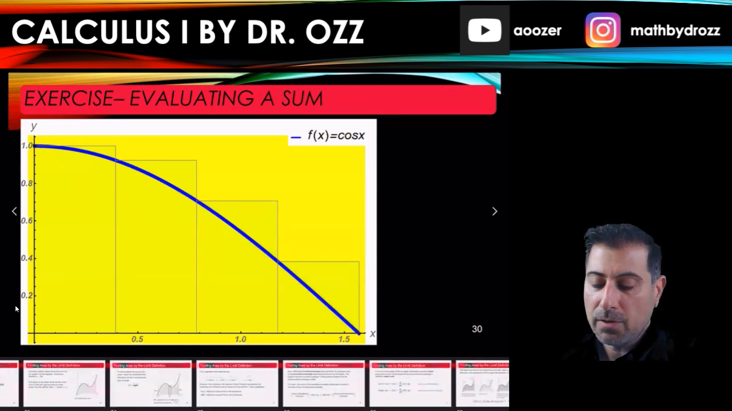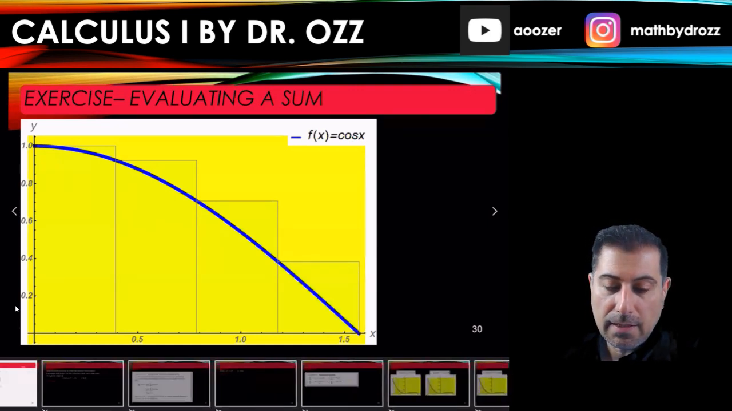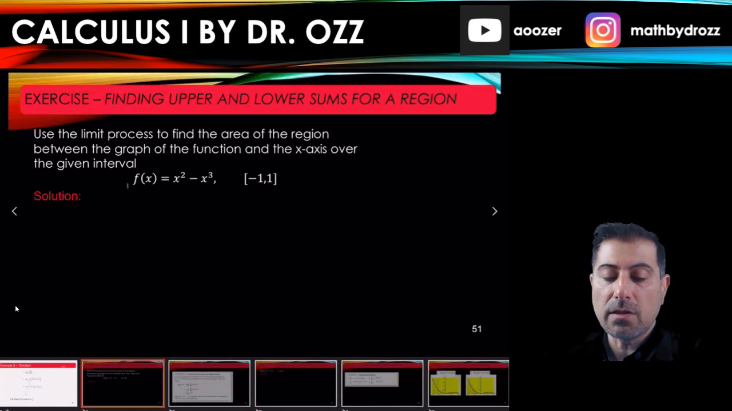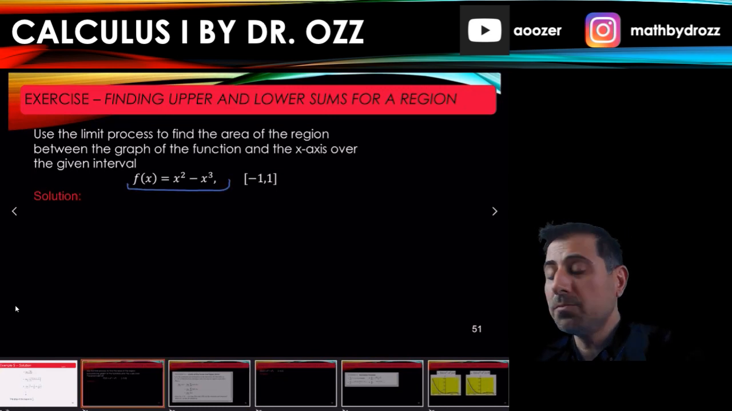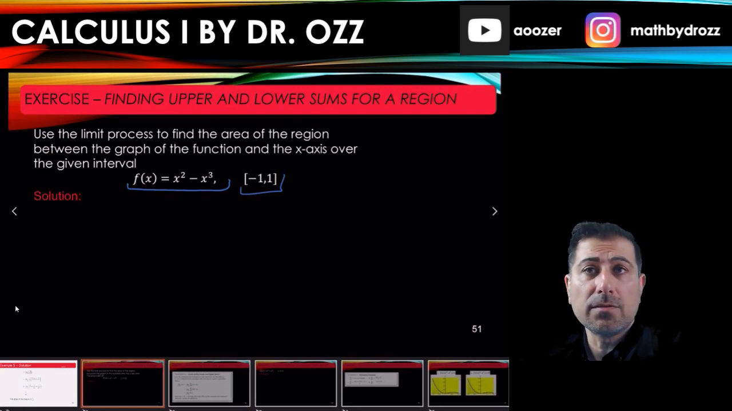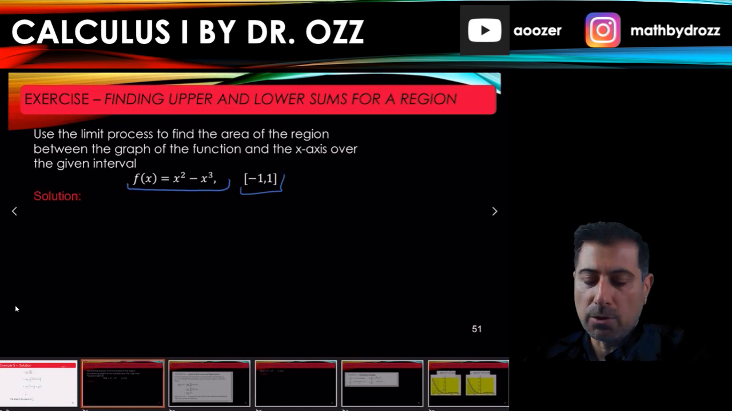This is one example. And another example that I have here is to find the area between the curve x squared minus x cubed on the interval -1 to 1 by using the limiting process. So essentially you're going to either write the lower sum or upper sum or midpoint rule, whichever rule you want to go with, and you're going to write one sum, which is going to represent the approximation depending on n, and eventually you're going to pass the limit, meaning that you're going to let n go to infinity to find the actual area.